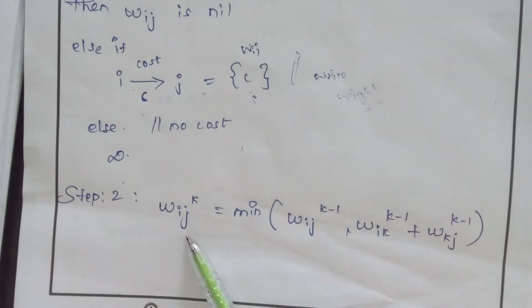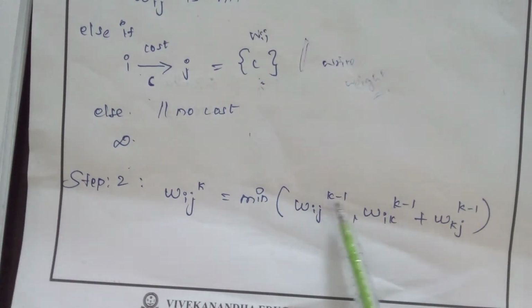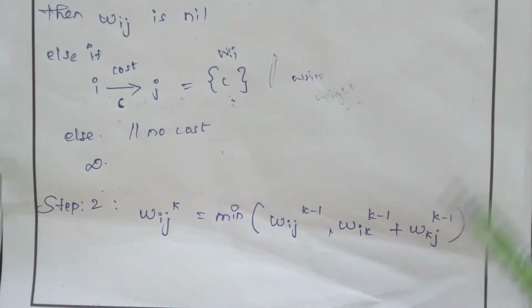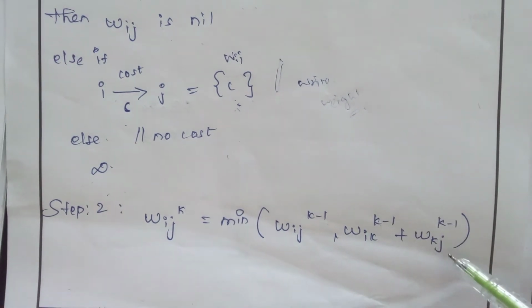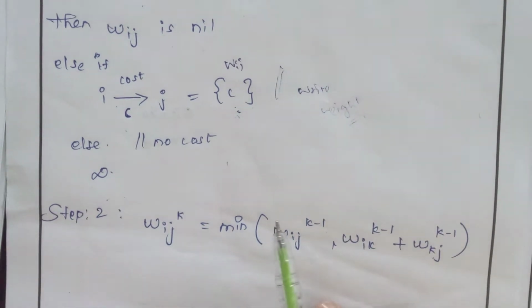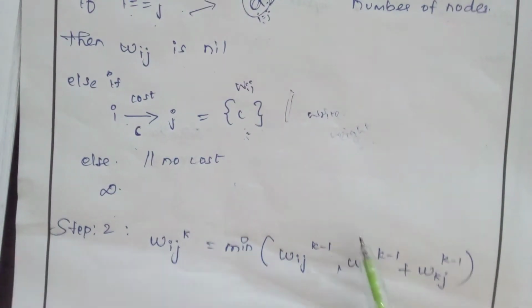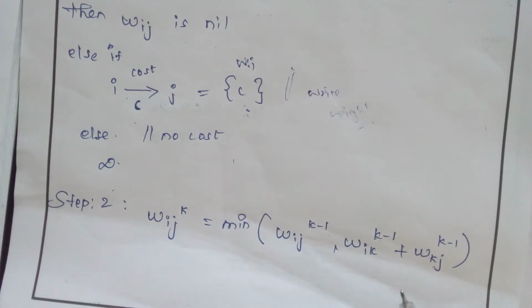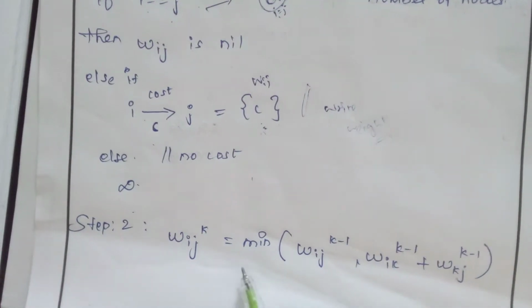W_ij^k equals min of W_ij^(k-1) comma W_ik^(k-1) plus W_kj^(k-1). I will explain what i, j and k are. This is the formula for the construction of the matrix. After constructing the matrix, we have to determine the weight values. What the weight values are, I will explain. This is very, very important.